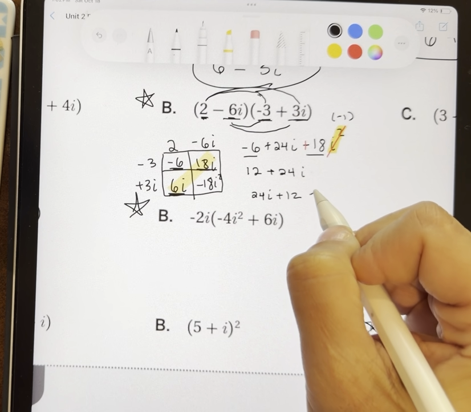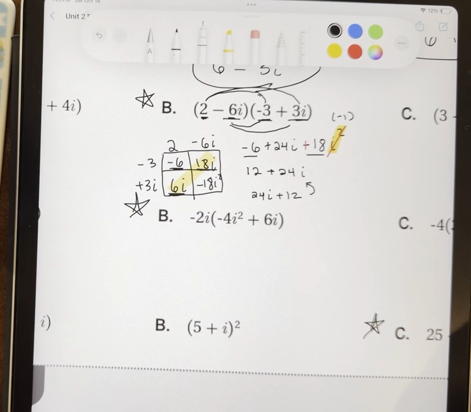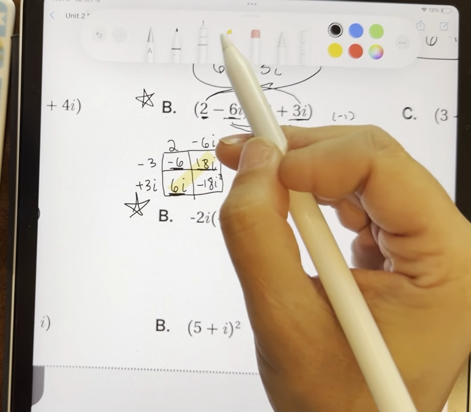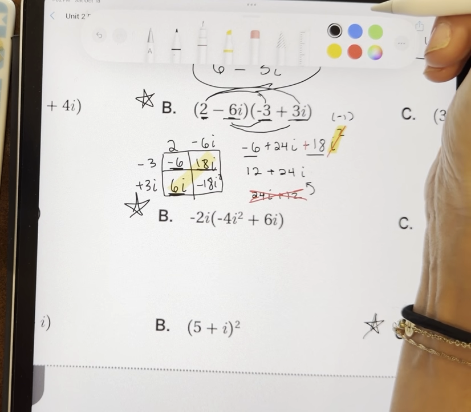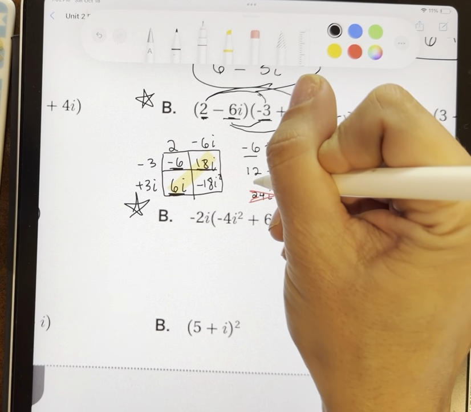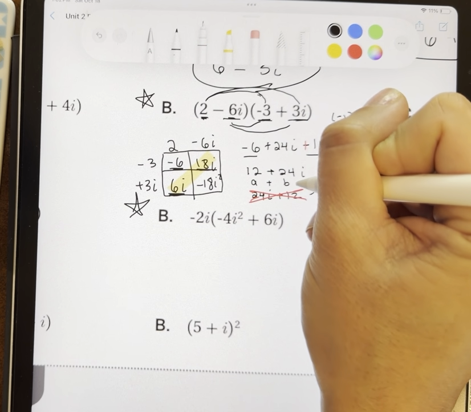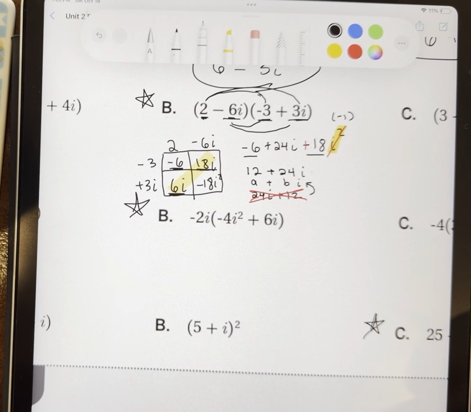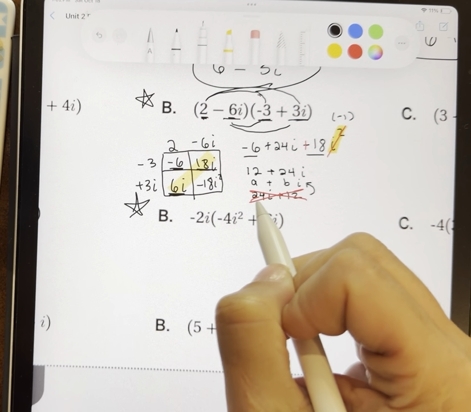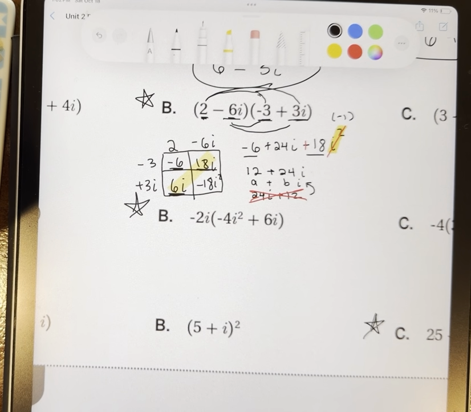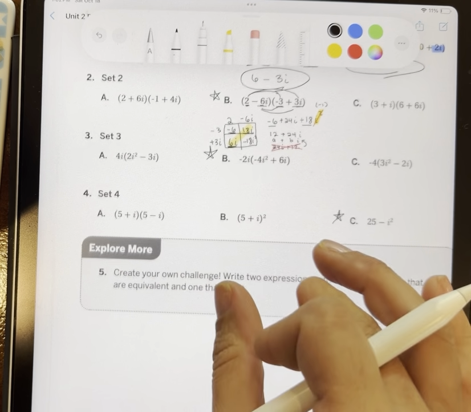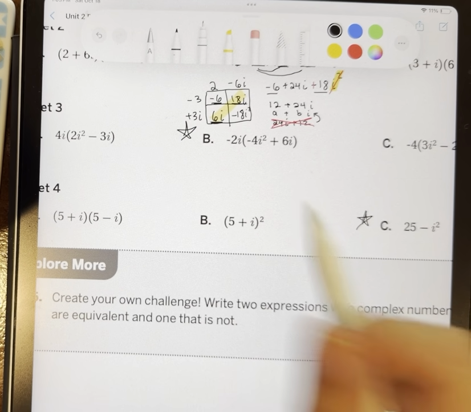While this is technically the same as that, this is wrong. Because answers involving I must always be in A plus BI form. Okay, so you cannot have the I term first, basically. You just need I all the way at the end. Okay. Now let's look at this one, this part B.